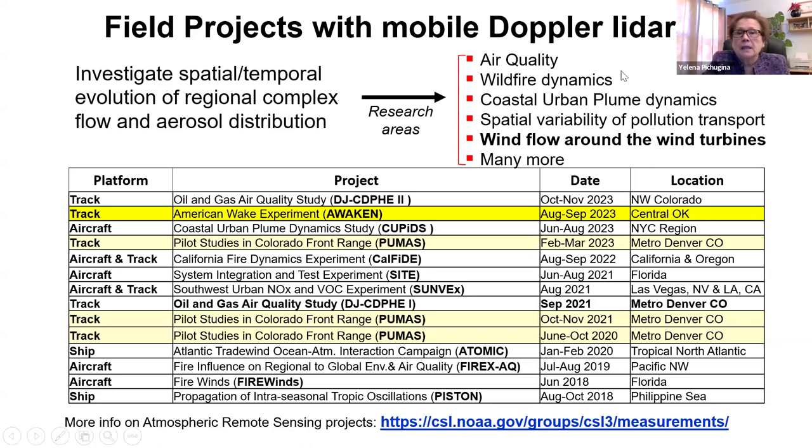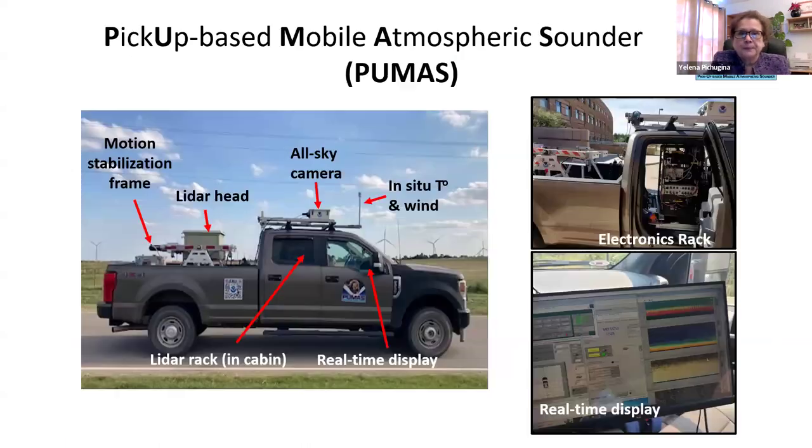Today, here is the list of major research areas. As a chemical science lab, we concentrate on air quality and wildfire dynamics, but we also use the LiDAR for wind flow studies. Last year we participated in the American WAKE experiment, highlighted here in yellow, in central Oklahoma. Before this experiment, we did plenty of tests around wind farms in Colorado, also in yellow but a lighter color. In 2020, 2021, and 2023, we were driving there and testing the LiDAR, the scanning and driving strategy, and preparing for the experiment.